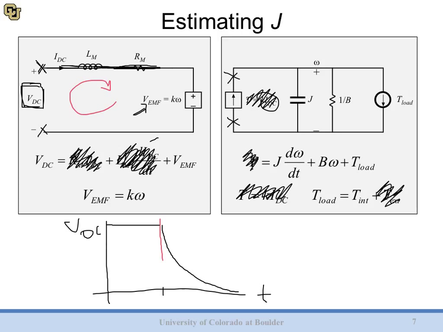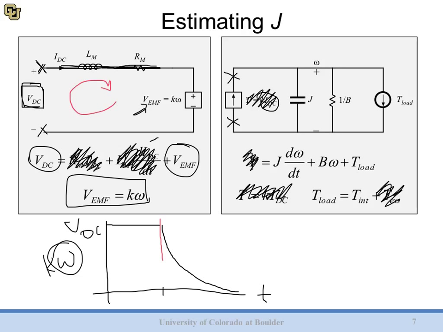Now let's take a look back at our plot after we've done all these simplifications. Because we now have that VEMF is k omega, and that our VDC is just equal to VEMF, we can see that this plot could really be, instead of a plot of VDC, a plot of k omega. And if we just scaled things, what we really have is a plot of our frequency omega versus time. So we have omega versus time over here if we just scale by k.